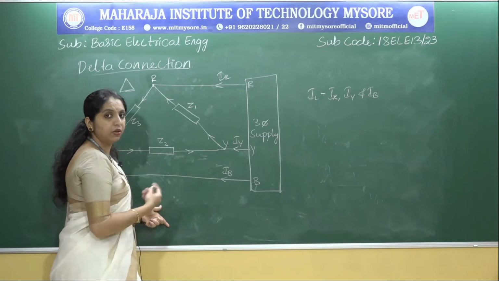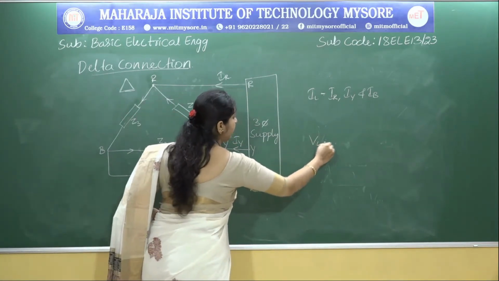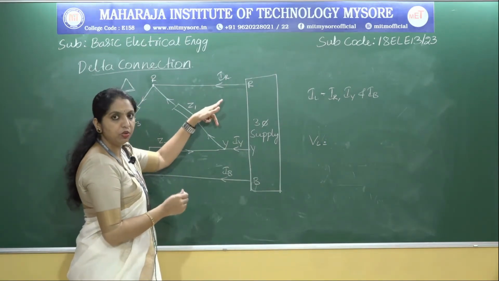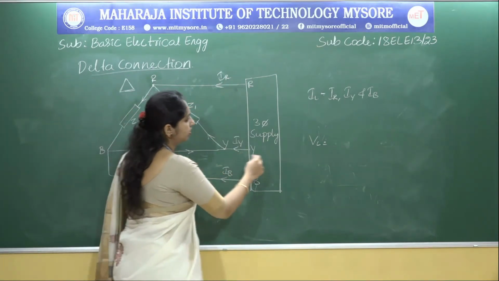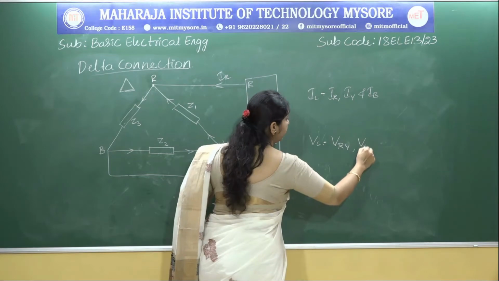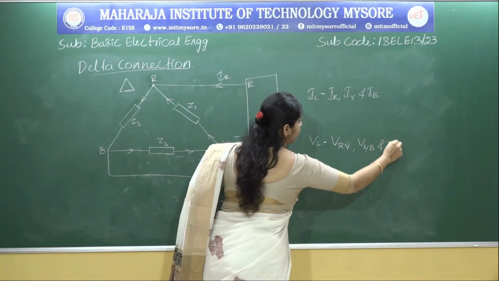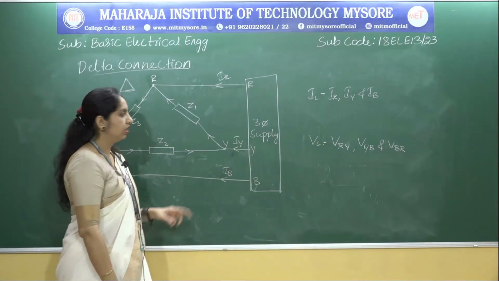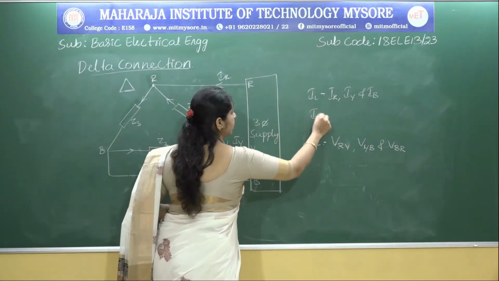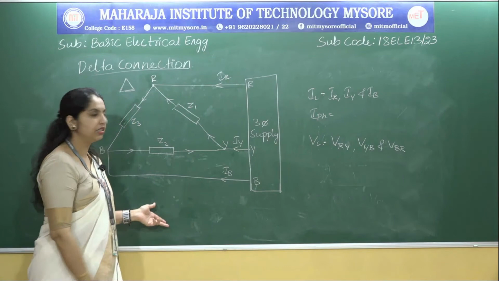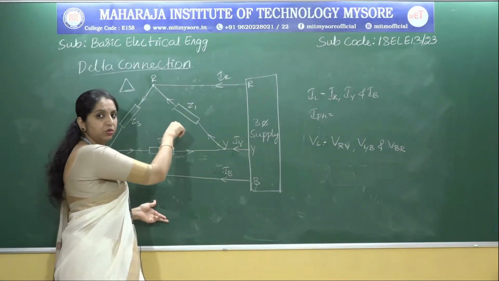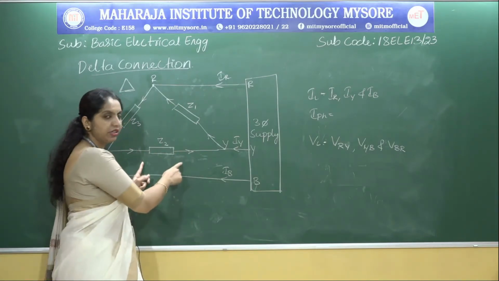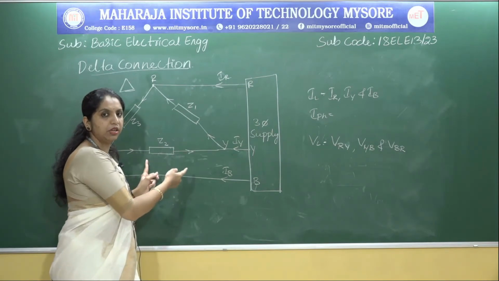And what are the line voltages? That means VL. Remember, whenever we measure the voltage between two lines, that is from R to Y, it is VRY, and then VYB and VBR. So these are the line voltages. Then what is the phase? Now what are the phase currents here? The current which is passing through these phases, or the loads or impedances, is nothing but phase current.